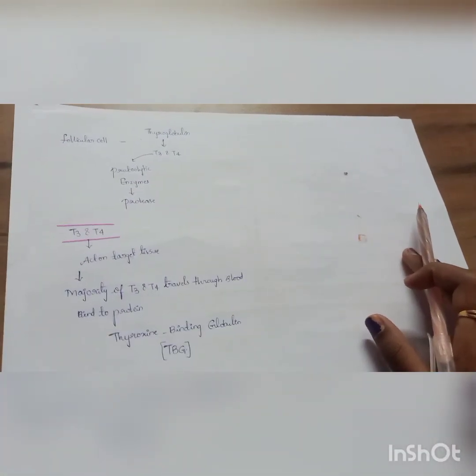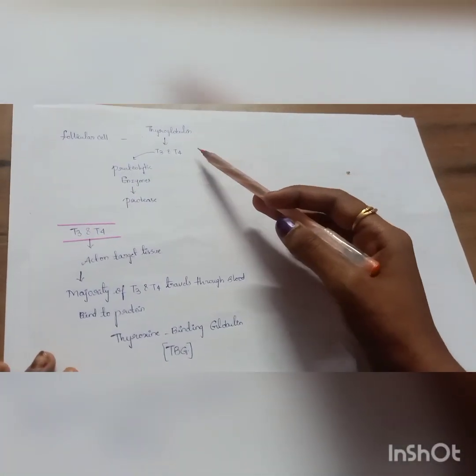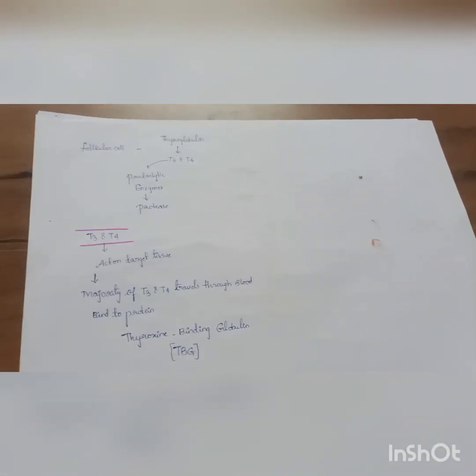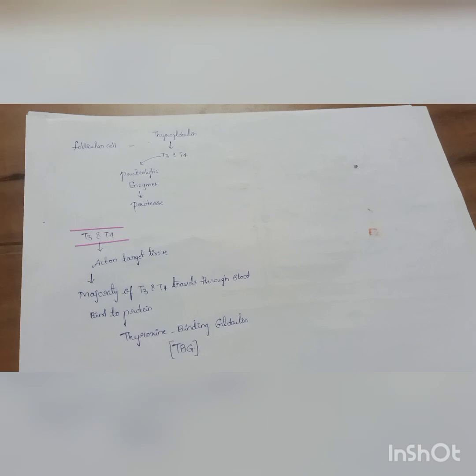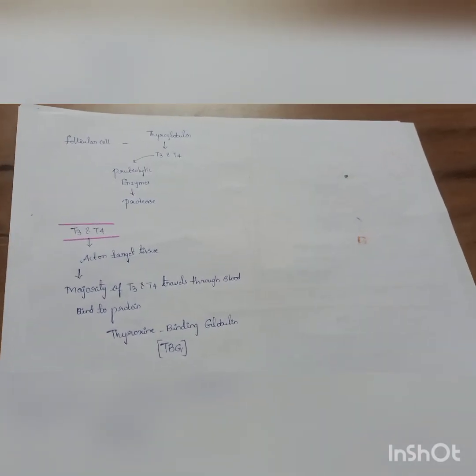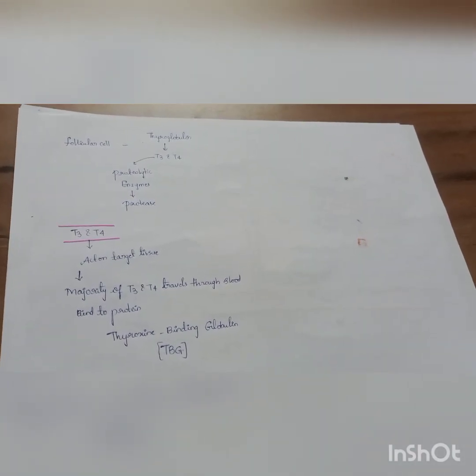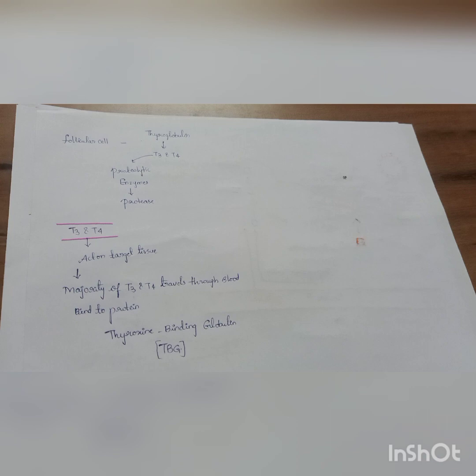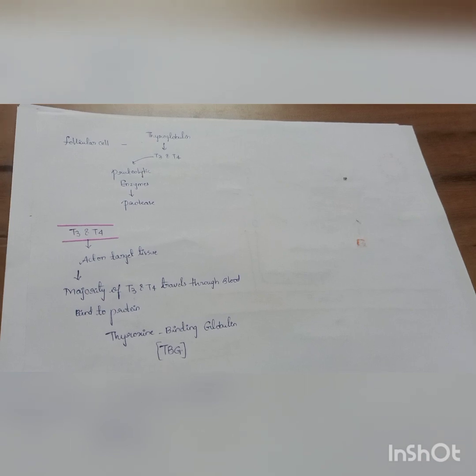So in the follicular cells, the thyroglobulin forms T3 and T4 with the help of enzymes called proteolytic enzymes, that is protease. So the T3 and T4 which are formed act on the target tissue. How they act is, the majority of the T3 and T4 travels through the blood by binding to a protein called thyroxine binding globulin, which is TBG.